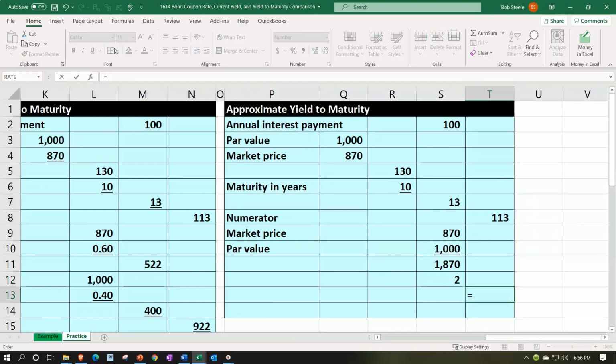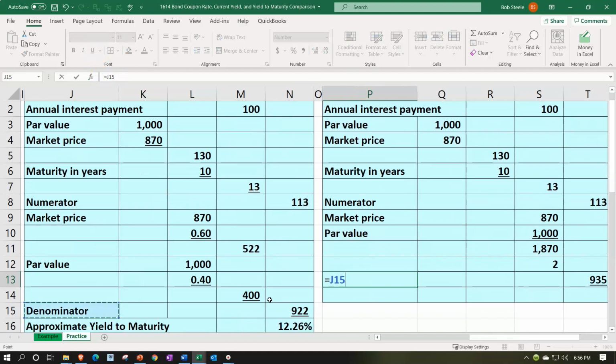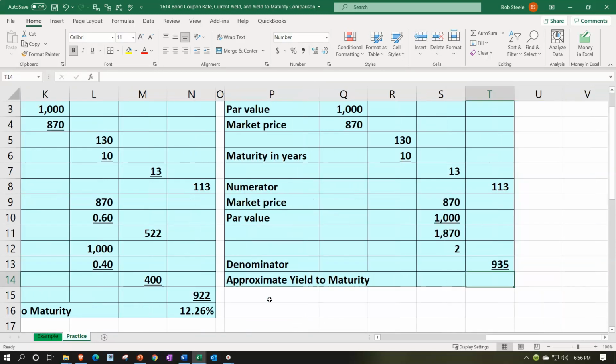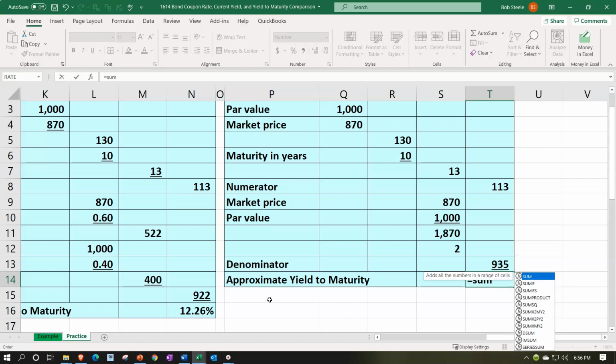And pull that to the outside, the 1870 divided by 2. Underline this. This is going to be the denominator, let's call it. The denominator. And that will once again give us the approximate yield to maturity. I find many accounting students and finance students have a problem with the concept of yield to maturity. So this is another way you can calculate. That's why we put so much time here on calculating it multiple different ways. This is going to be equal to the 113 divided by the 935.